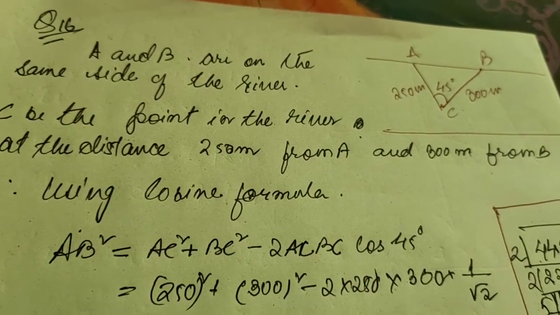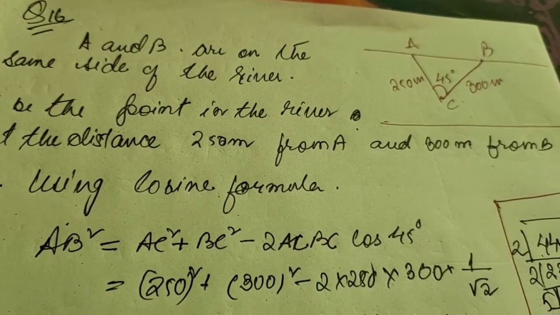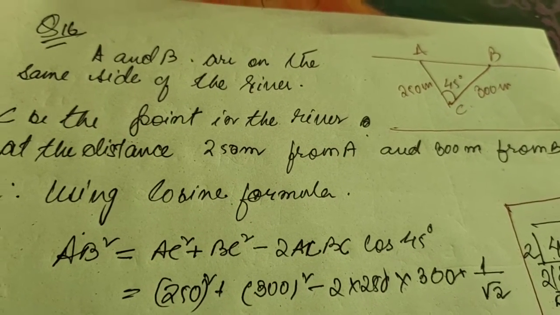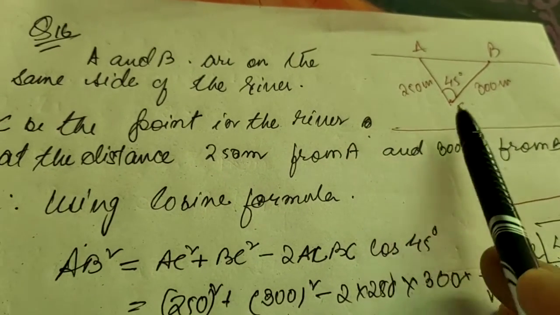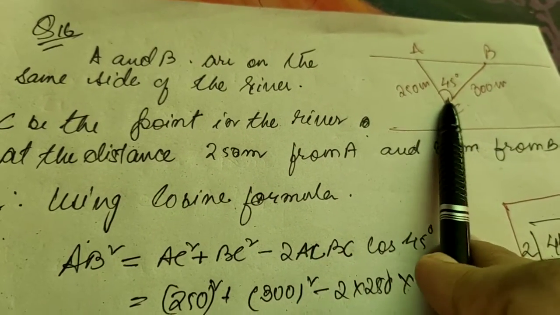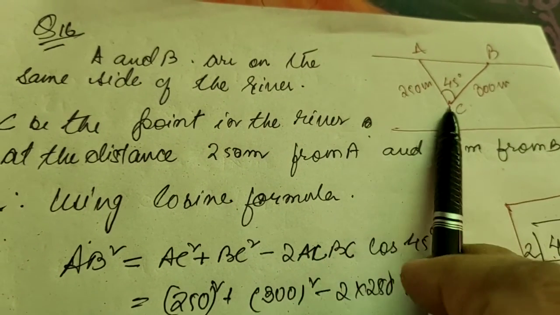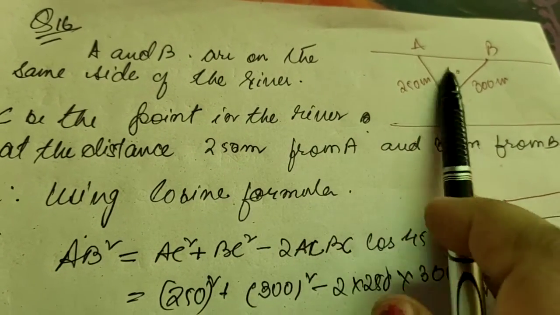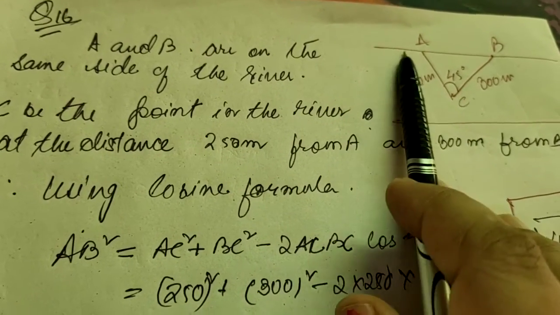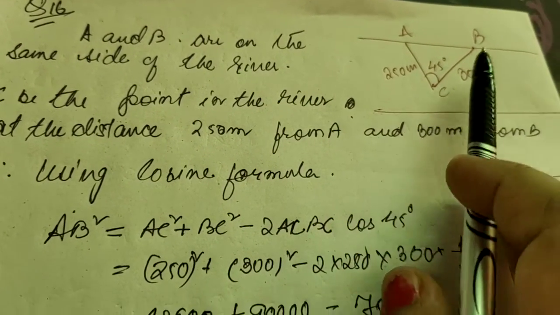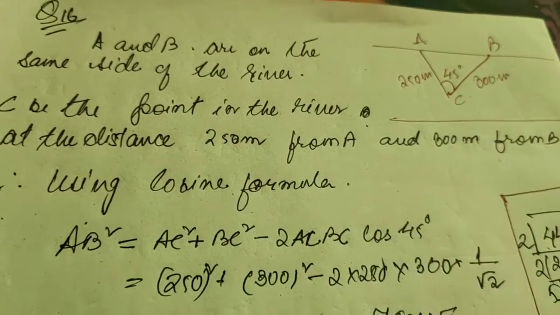Today we'll discuss question number 16 of chapter 3 of class 11 NCERT book, exercise 3.5. According to the question, there are two trees A and B. They make an angle of 45 degrees inside on a river, and C is the point of contact. Then the distance from A to C is 250 and from C to B is 300 meters.